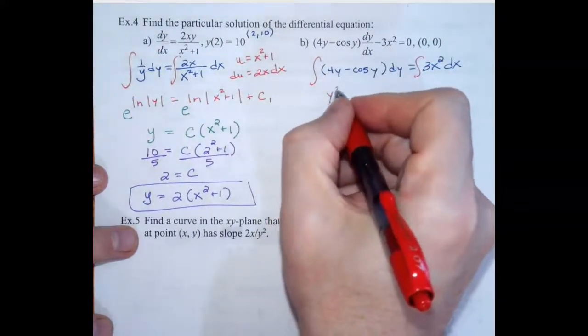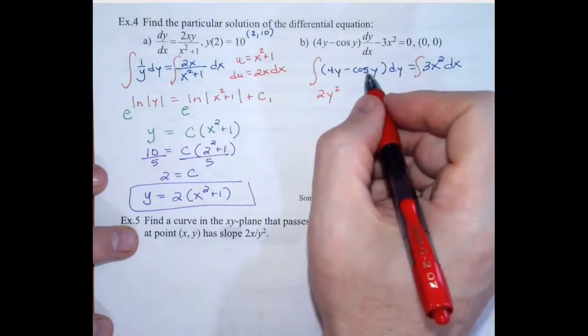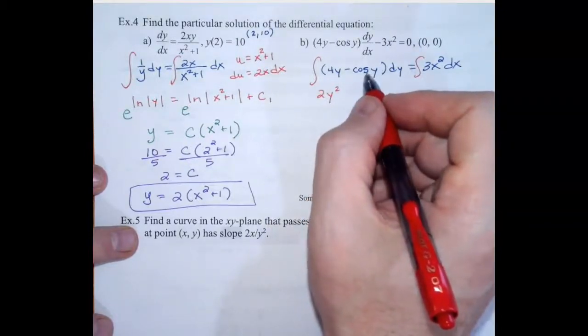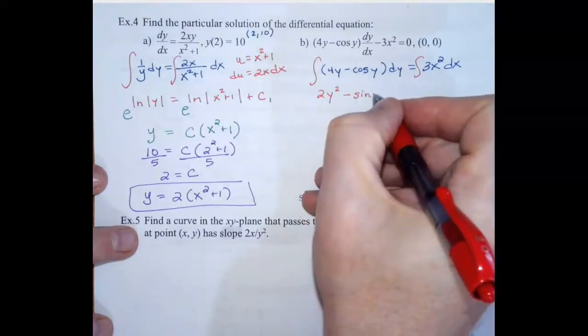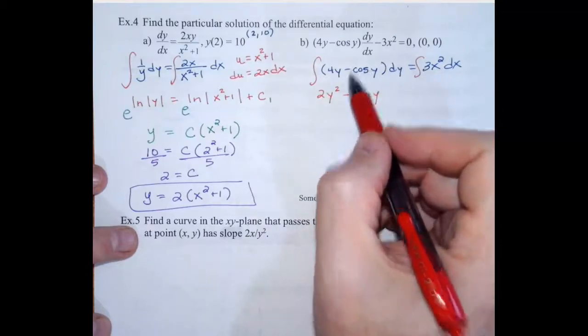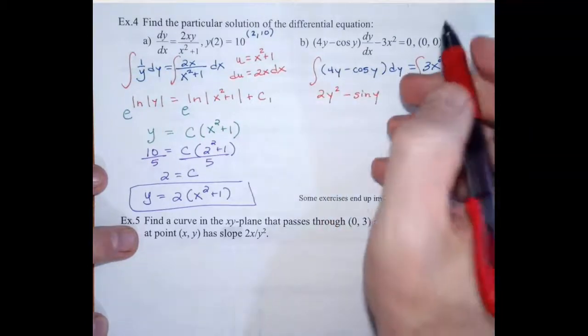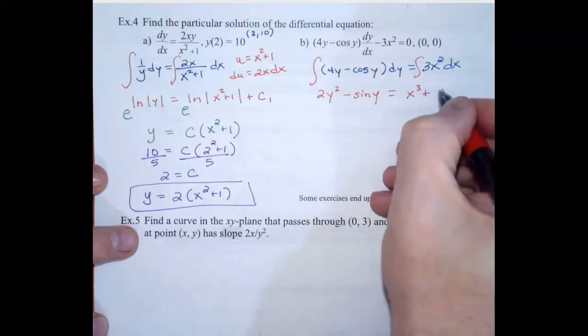So add 1 to the exponent, divide by the new exponent. The integral of cosine, well, that's going to be negative sine. The derivative of sine is cosine, but we want it to be negative, so we need this to be negative. Here, x cubed plus c.